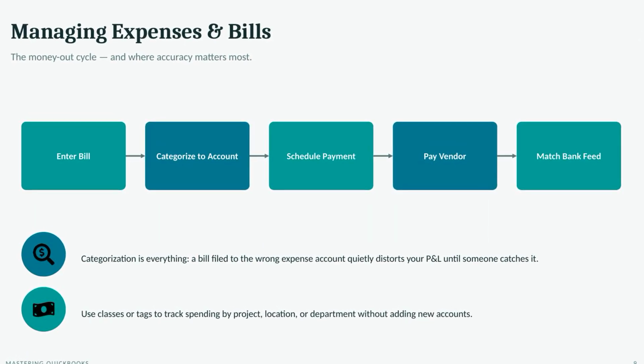And here's the money out cycle. Enter the bill, categorize it to the right account, schedule the payment, pay the vendor, and match it to your bank feed. Categorization is everything here. A bill filed to the wrong expense account quietly distorts your profit and loss until somebody catches it. Use classes or tags to track spending by project or department without cluttering your chart of accounts.